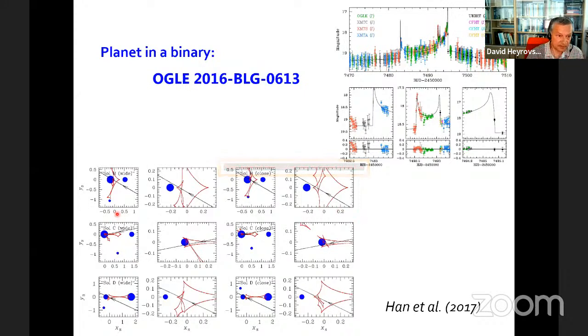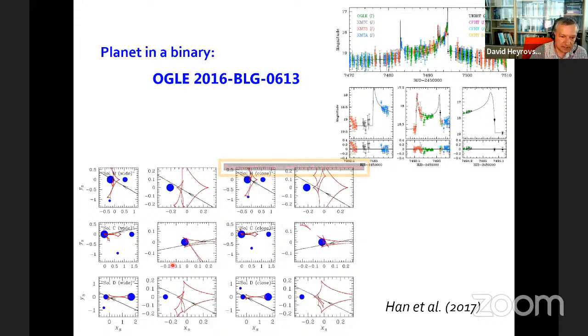Of course, the parameter space is much more rich here, so it's much more difficult to search for the best fit solutions. And here in this paper by Han et al. 2017, there are 6 solutions which can plausibly describe this system. All of them are binaries with a planet, so these 2 blue objects are the components of the binary, and the small blue object, the size sort of indicates the mass, is a planet in the binary.